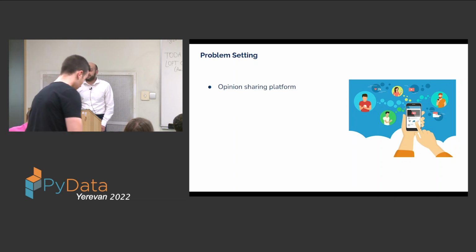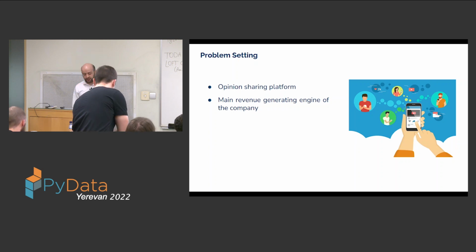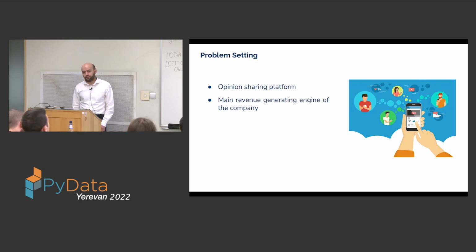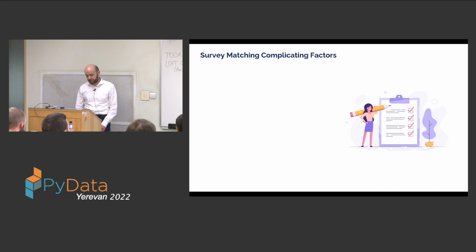And now talking about the problem that we are trying to solve. So we have opinion sharing platform, which is SurveyJanky. This is the main revenue generating engine of the company. So it's important to optimize that as much as possible. Growth marketing dollars are spent on user acquisition, and naturally the churn rate of the users in the industry is very high. So it's very important to create the best experience for the users to have a lower churn rate. So our problem here is to match users with surveys because not all users can complete all surveys.